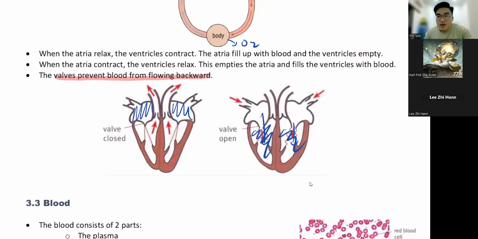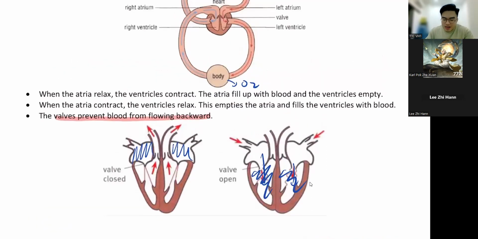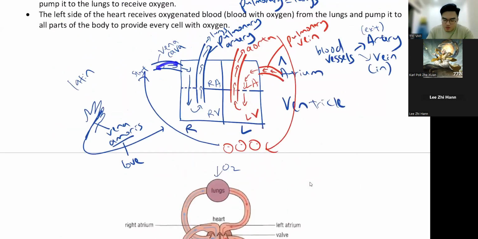So you look at the valve. When this ventricle pushes this blood out, can you see these two valves, they close? Valve close. Because I don't want my blood to go back to the atrium. I want my blood to fully exit the heart. And same thing here. When I push my blood here, these two valves will close, because I don't want this blood to come back in. I only want blood to come in from the atria. These valves ensure my blood will go in one way.